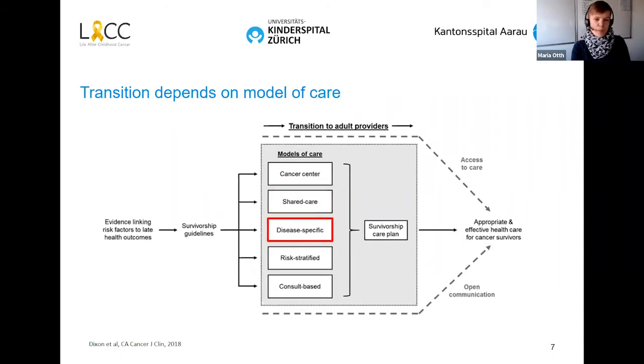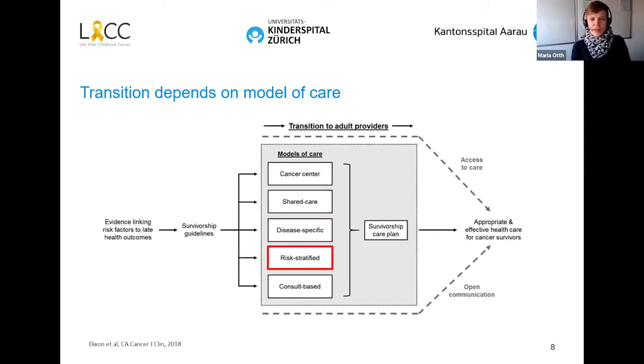This third type is disease specific. With this, Dixon et al. meant that it's still located in a cancer-based setting or in a survivorship clinic, but the care is focused on specific needs, for example the specific needs of survivors of a brain tumor, who may have more neurological or endocrine problems than other survivors.